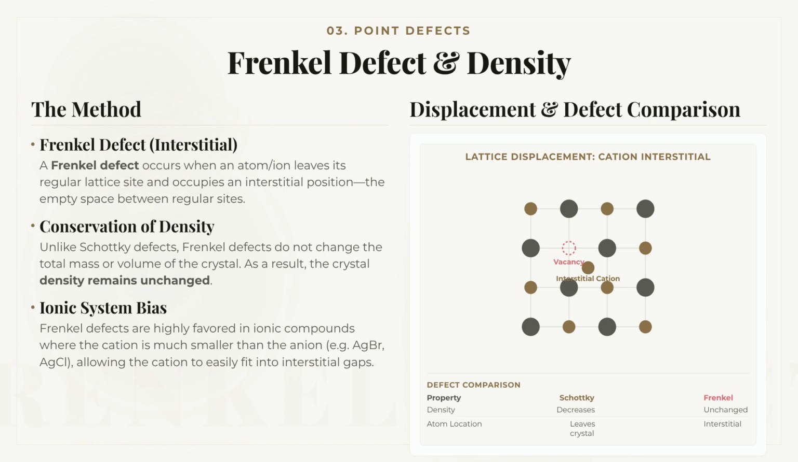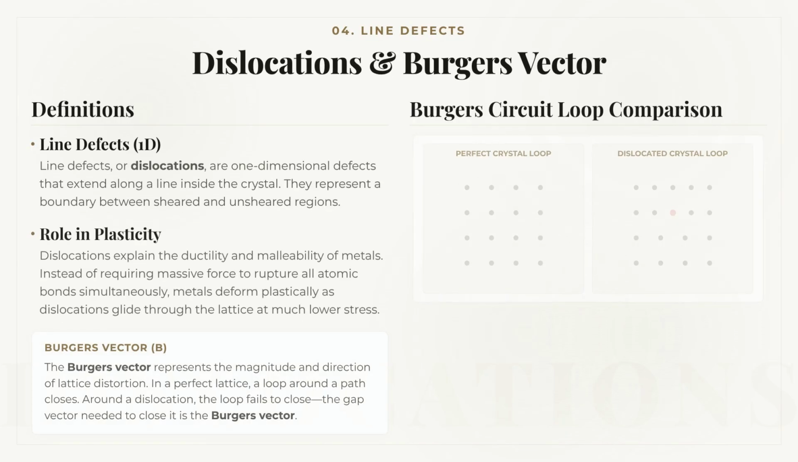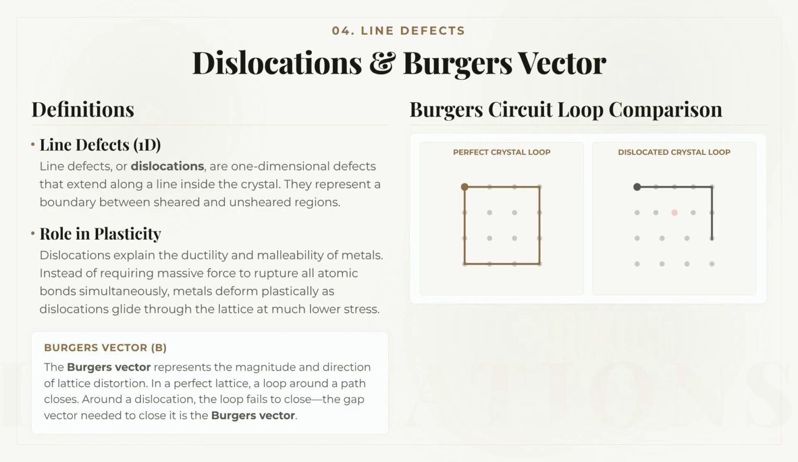Now let us move to line defects. Line defects are also known as dislocations. Unlike point defects, which involve individual atoms, line defects extend along a line inside the crystal. Dislocations are extremely important because they explain why metals can be bent, stretched, and shaped without breaking immediately.